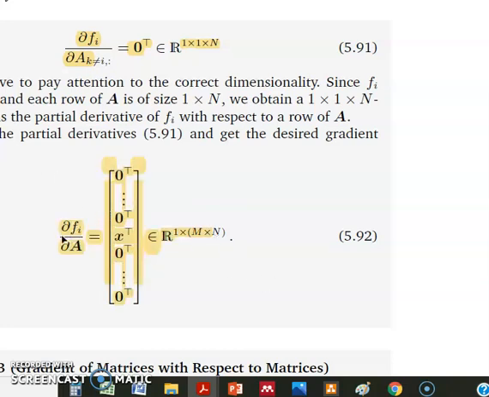Okay, so del f_i by del A with respect to some other element will be 0 transpose, and it goes on like that. Only for the values corresponding to the numerator, you will be getting the value x. Everything else will be filled with 0. And that results in a dimension that belongs to R^(1 by m by n).